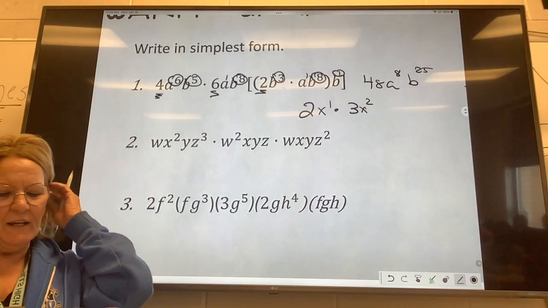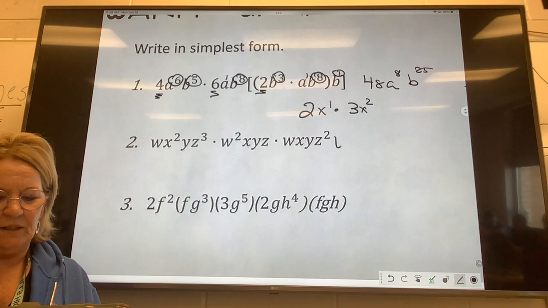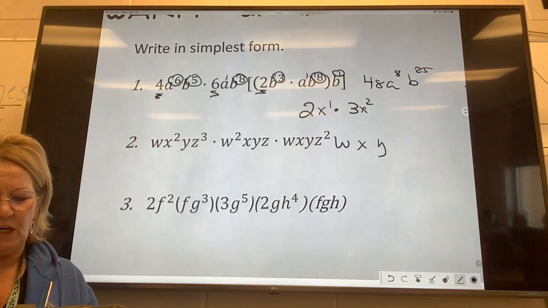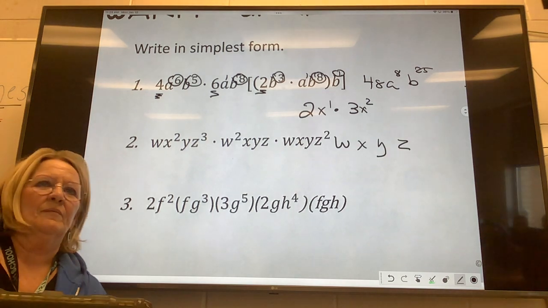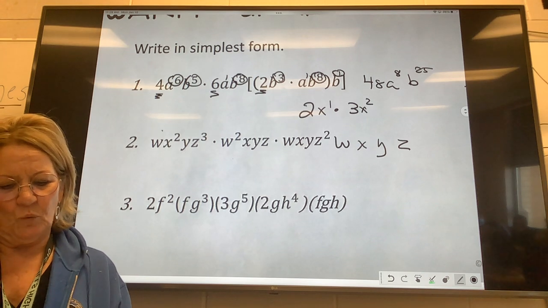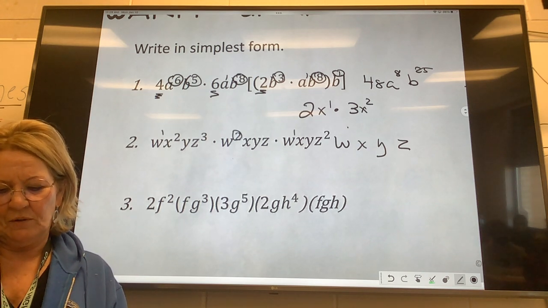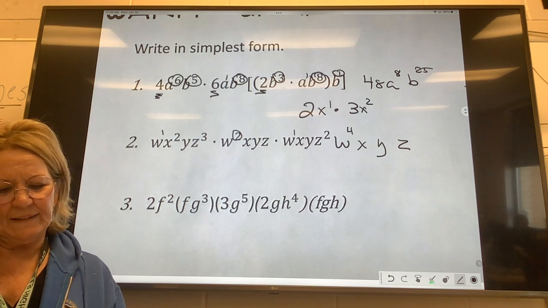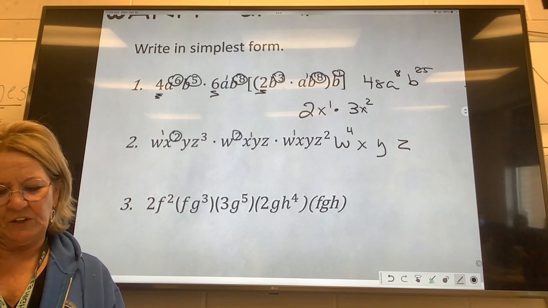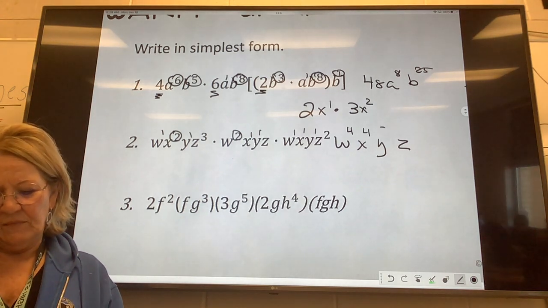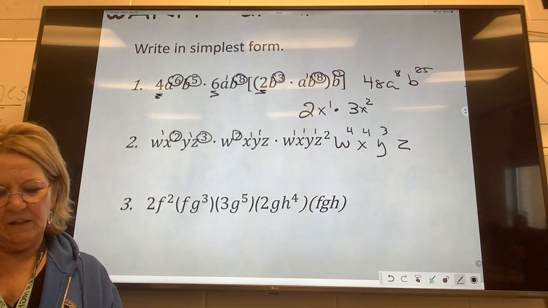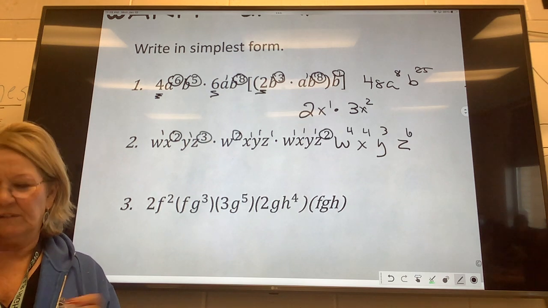So I have a W, X, Y, and Z. W, X, Y, Z. W, I have a 1, and I have 2 more, that's 3, and I have another one here, that's 4. X, I have 2, and 1, that's 3, and another one's 4. Y, I have a 1, 2, 3. Z, I have a 3, a 4, and a 5, 6.